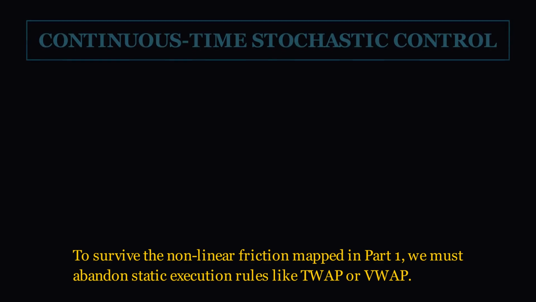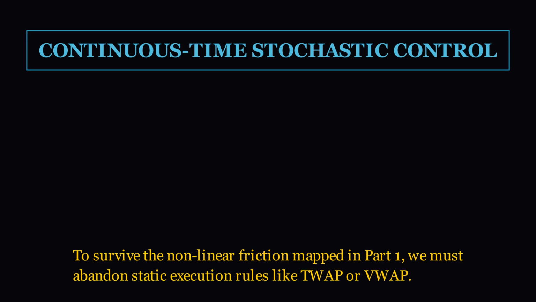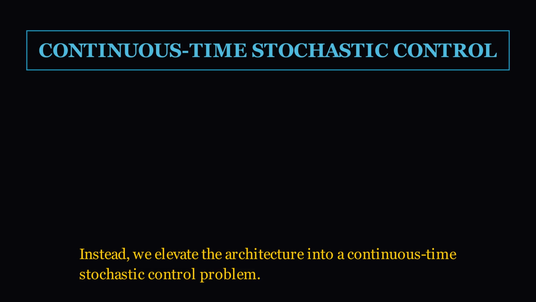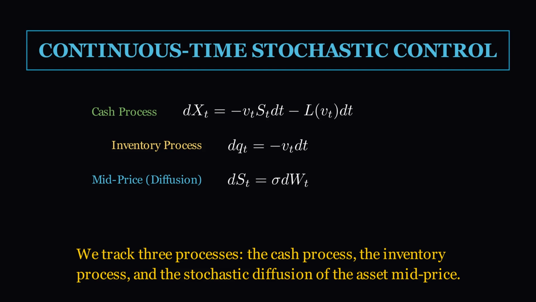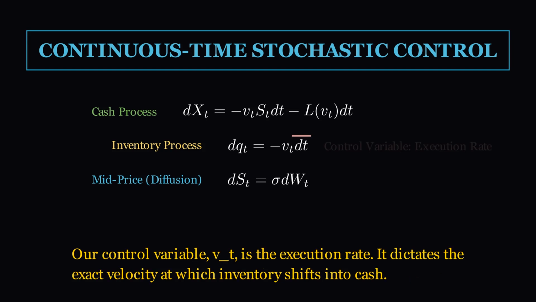To survive the nonlinear friction mapped in Part 1, we must abandon static execution rules like TWAP or VWAP. Instead, we elevate the architecture into a continuous time stochastic control problem. Let us explicitly define the stochastic differential equations governing the algorithmic engine. We track three processes: the cash process, the inventory process, and the stochastic diffusion of the asset mid-price. Our control variable, V_t, is the execution rate. It dictates the exact velocity at which inventory shifts into cash.